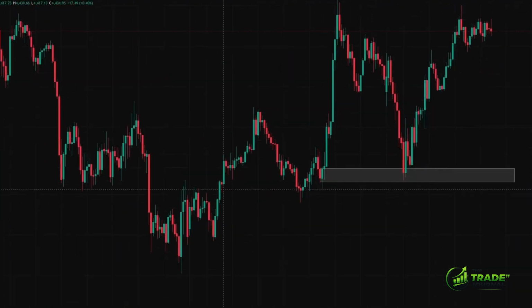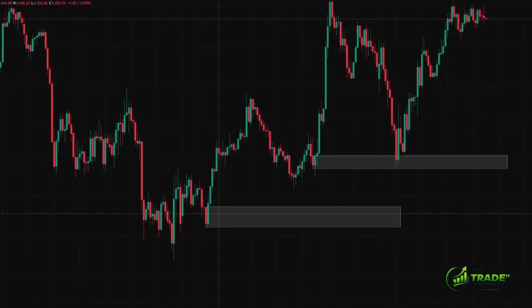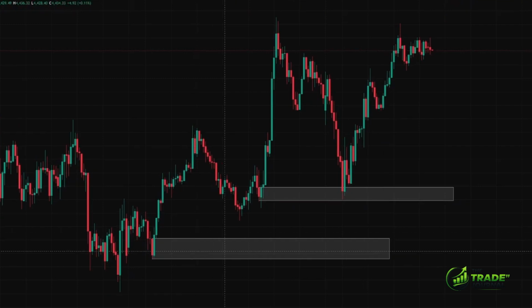Notice that when the market retraced back down to test this exact order block, it rejected it beautifully and shot right back up. Let's look at another example right here. This is also a valid bullish order block because it represents the last down candle before a massive, impulsive upward push. As soon as that bearish candle closed, the market created a heavy impulsive move straight up.